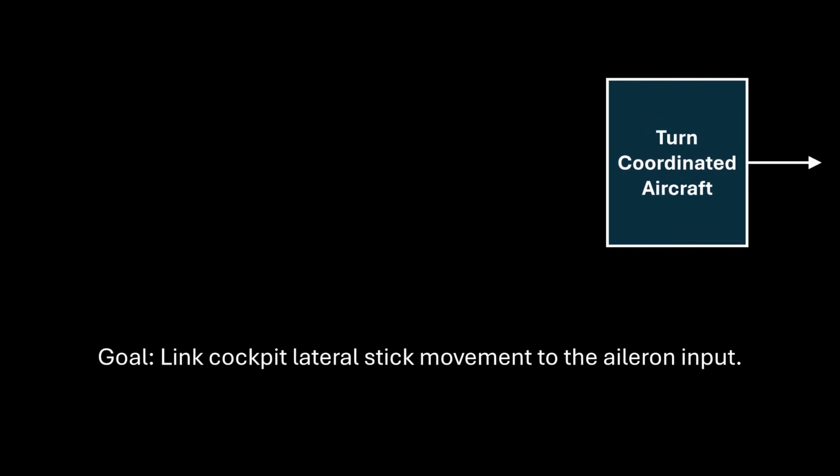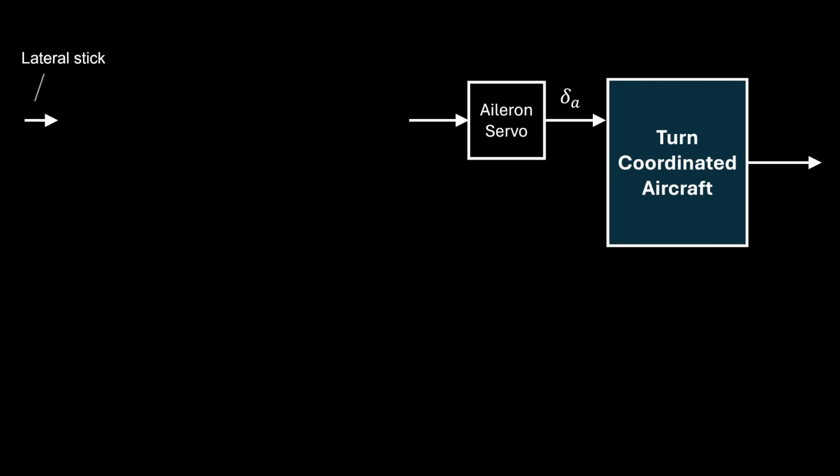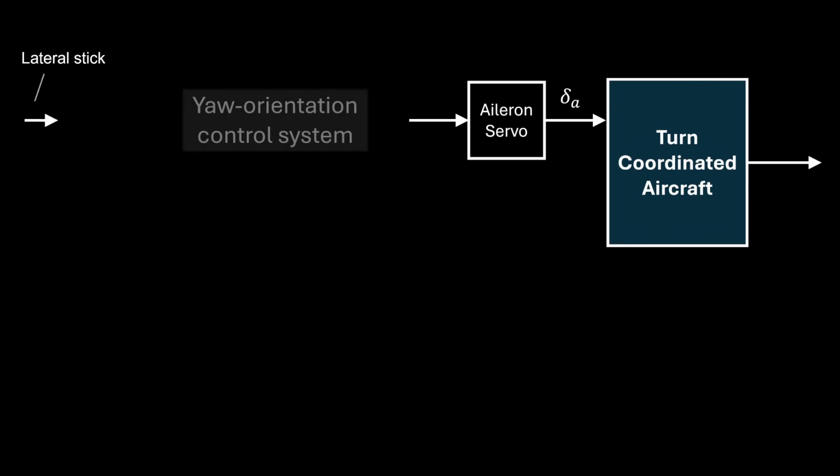In this lesson, our goal is to link lateral stick motion in the cockpit to a signal that goes into the aileron servo, going into the turn-coordinated aircraft to produce a desired turn. This is achieved with a yaw-orientation control system. Now, this controller has two objectives.